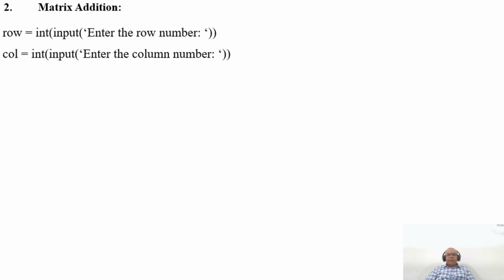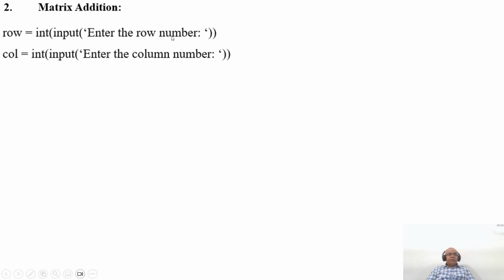Suppose I want to take 3 by 3. What is 3 by 3? It is 3 rows and 3 columns. So initially we want to give an input. First I have to fix the size of the matrix. For that I will be using row and column. The first 3 is for the row number and the next 3 is for the column number.